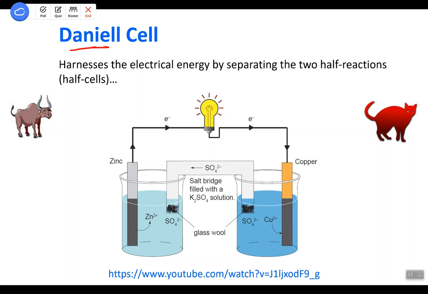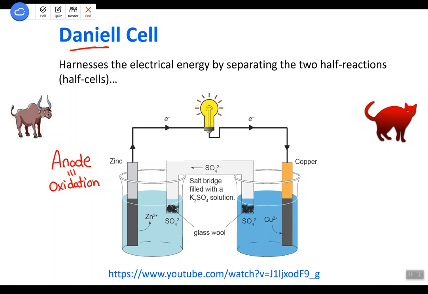So we want to be able to analyze this cell, identify all the important pieces, and figure out what's happening in all the different areas and what's essential to make this electrochemical cell run. Let's start on the left-hand side, and this side is called the anode. The anode is where oxidation occurs. The anode is the name of the electrode immersed in the solution where oxidation occurs.